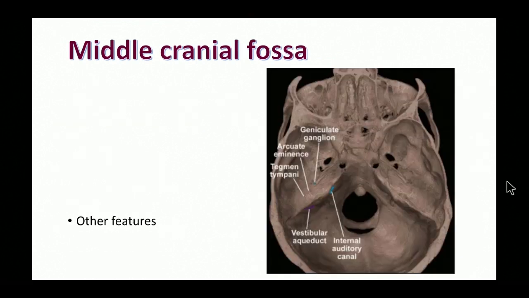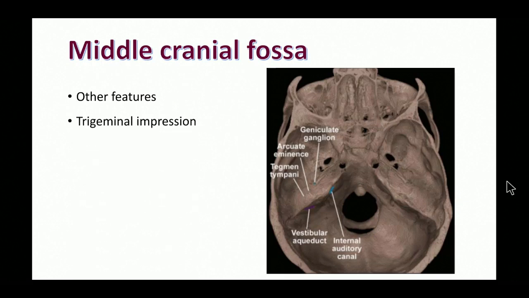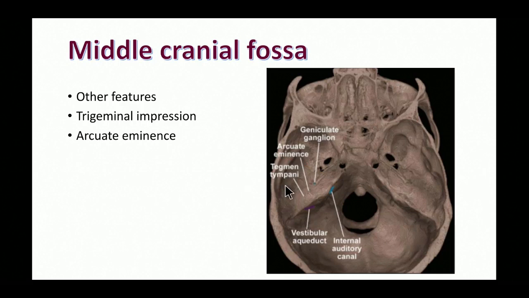So mainly the other features which you see here is the trigeminal impression, the impression for the trigeminal ganglion, also called the Gasserian ganglion. That is the area where the trigeminal ganglion is lodged inside a dural fold called the cavum trigeminale. Then lateral to that you have an eminence which is called the arcuate eminence.